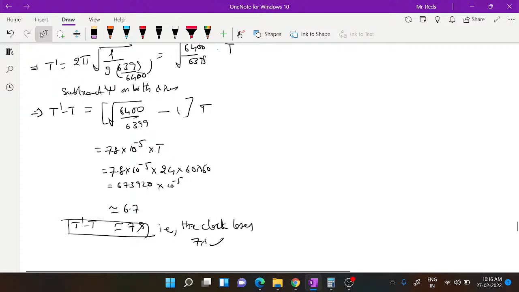How we are considering this amount of time is, when T is compared with the day, how much time it takes in a day. If you take a day, the time taken by the pendulum clock is nothing but 24 hours into 60 minutes into 60 seconds. By taking that into consideration, we get this much time, in seconds: 673,920 into 10 to the power minus 5. That gives approximately 6.7 or 7 seconds. So this is the time lost by the clock in one day.